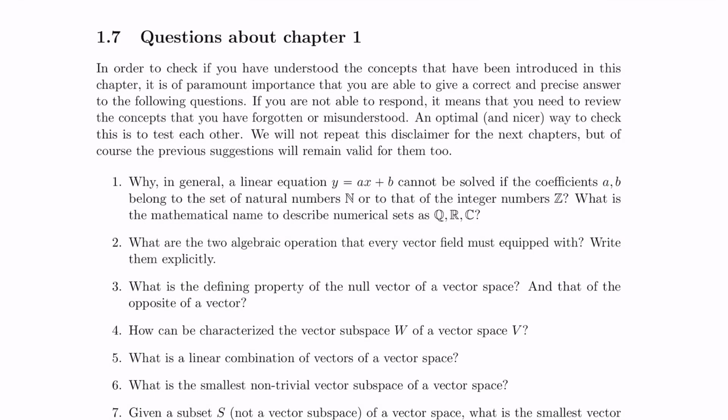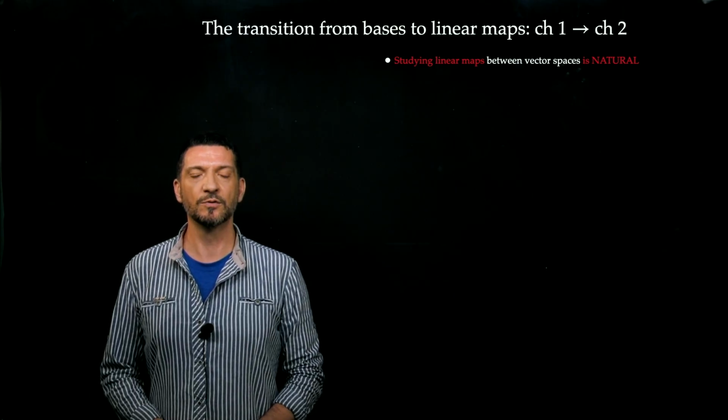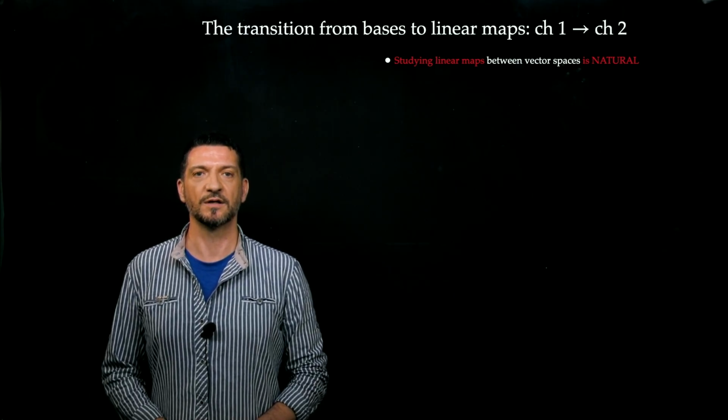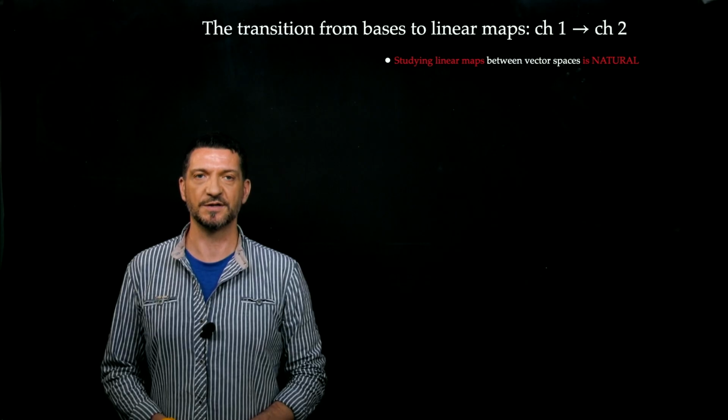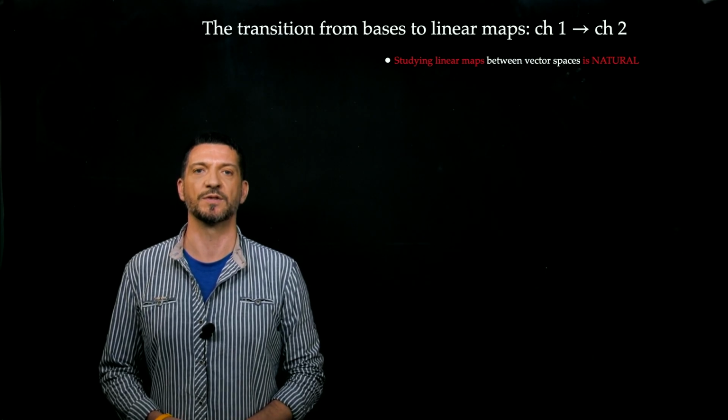Before passing to the study of Chapter 2, I strongly invite you to test your knowledge about the concepts that we have treated in Chapter 1 by answering the questions reported below and trying to solve again the exercises presented before. We have just seen that thanks to the concept of basis, we can smoothly pass from Chapter 1, dedicated to the study of vector spaces, to Chapter 2, dedicated to the analysis of linear maps between them.